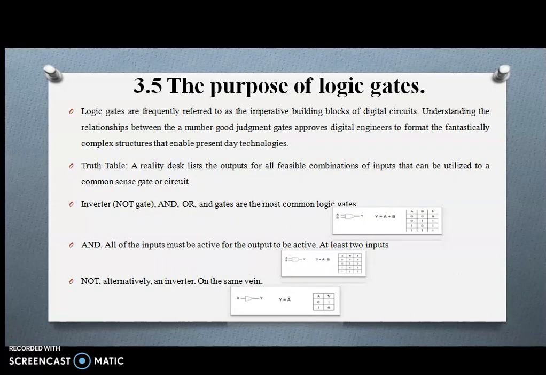3.5 The purpose of logic gates. Logic gates are frequently referred to as the essential building blocks of digital circuits. Understanding the relationships between a number of logic gates allows digital engineers to design the highly complex systems that enable modern technology.